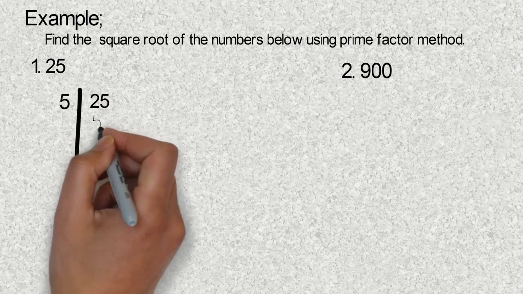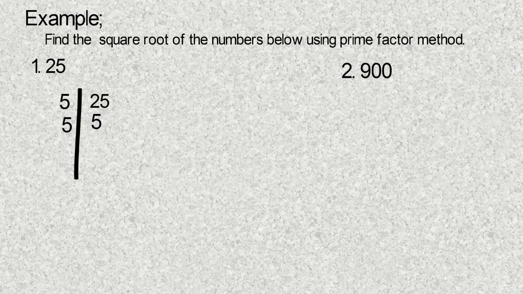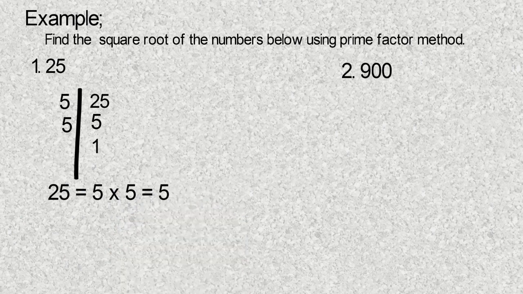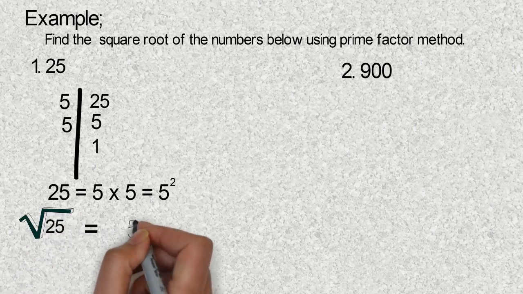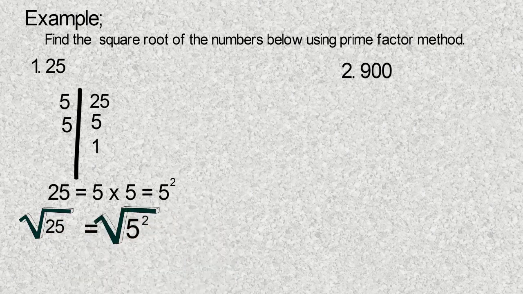5. So dividing 25 by 5 will give us 5. So we divide by 5 again, so 5 in 5 will give me 1. So that's the end of our division. So how many 5s do I have? I have 2. So 25 is the same thing as 5 times 5, which is the same thing as 5 squared. So the square root of 25 equals the square root of 5 squared, which will give me what? 5, as illustrated above.